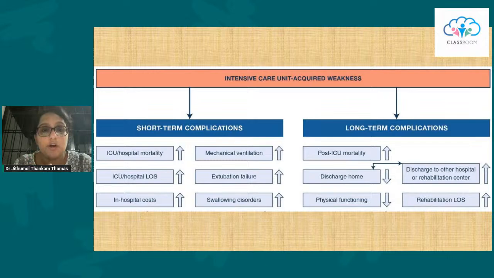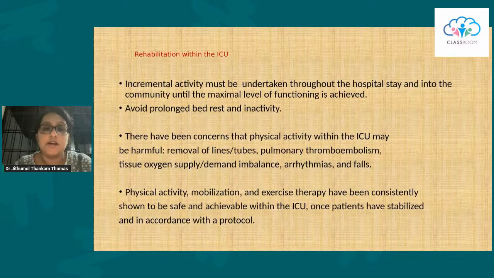So the complications: you have short-term complications and long-term complications. Short-term complications mean patients with ICU acquired weakness have difficulty weaning from the ventilator. So there will be a long duration of stay in the ICU and hospital, increased mortality, and prolonged duration of mechanical ventilation. And of course, extubation failure. About 50-80% of the patients tend to have an extubation failure, and swallowing disorders. These are the short-term. Then long-term complications: again, delayed discharge, then discharge to another hospital, or a rehabilitation center sometimes. Physically, they tend to be more dependent. So these are the complications, the short-term and long-term.